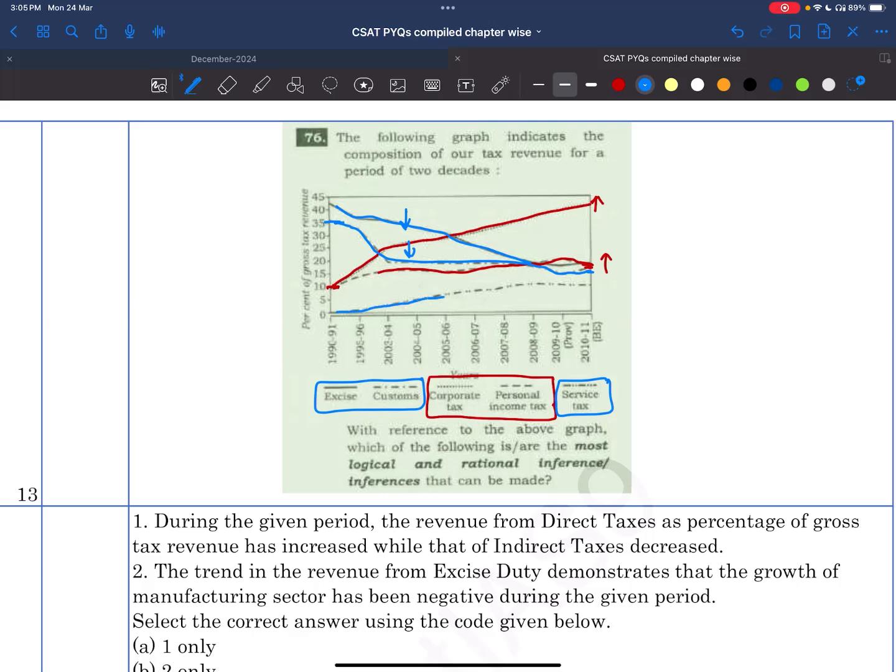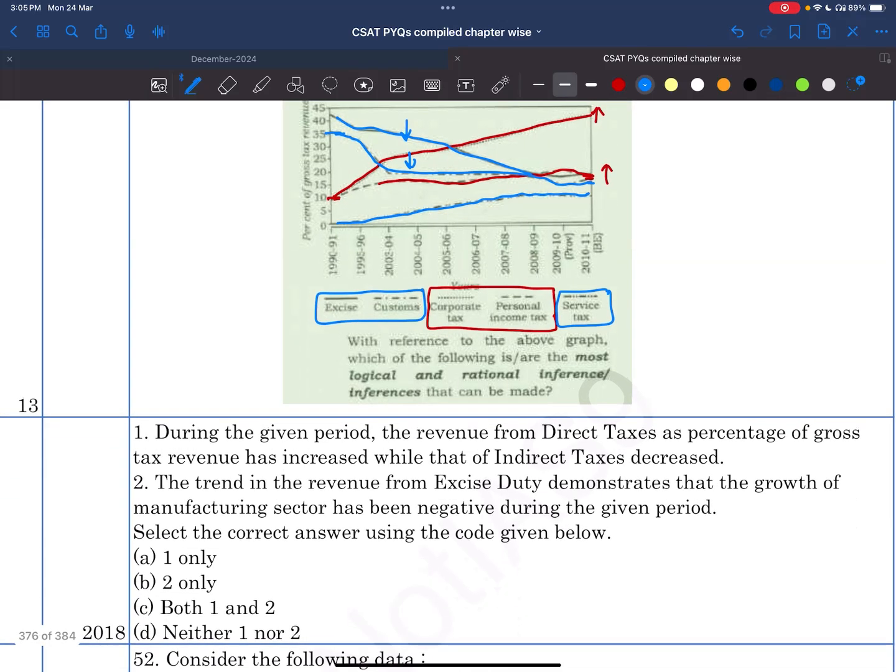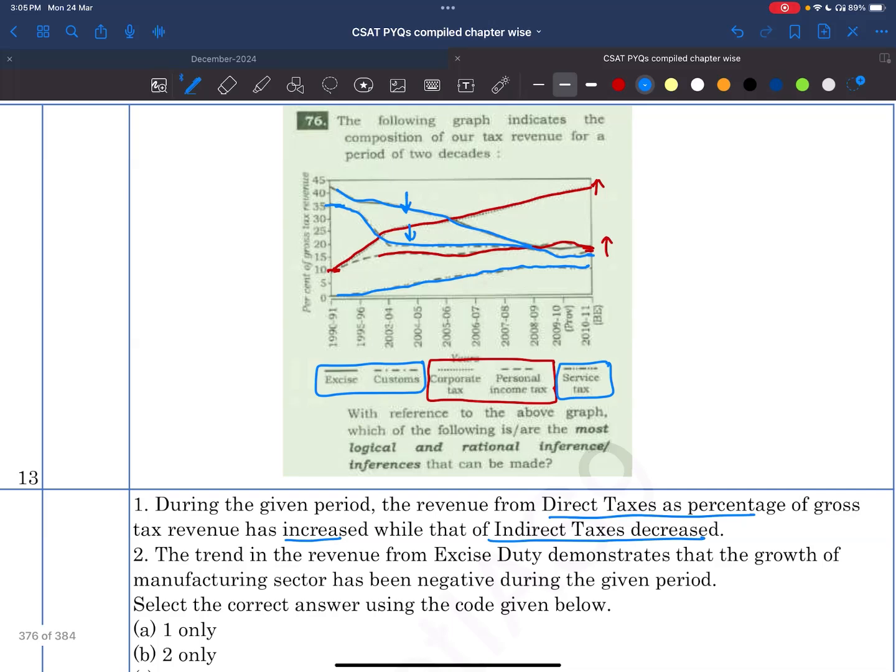Now see the service tax. It has somewhat increased. But see what is still in the question? The direct taxes percentage increased while that of indirect taxes has decreased. See here. These two are decreasing. Right? Very drastically decreased. This only increased from 0 to 5. So ultimately indirect taxes are decreased. Right? So this statement is correct.